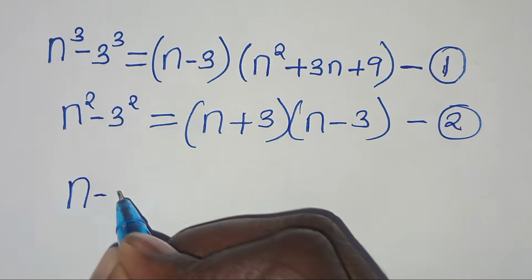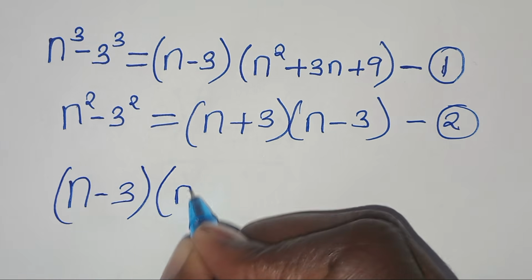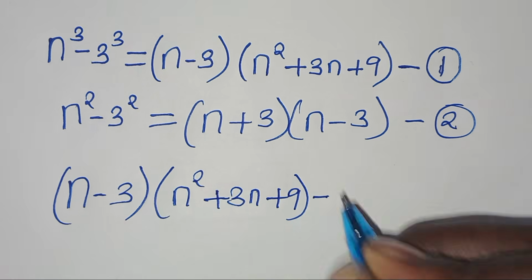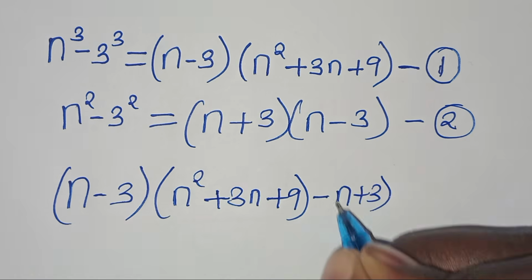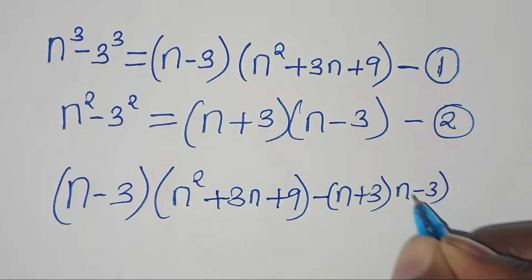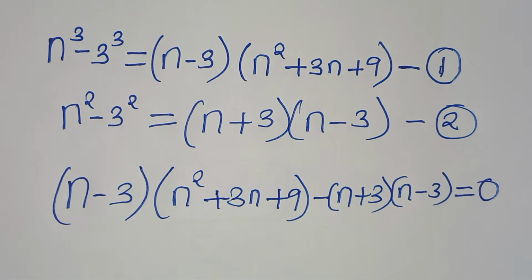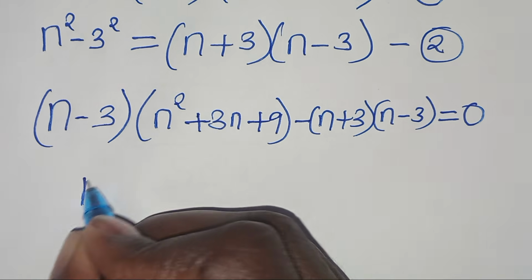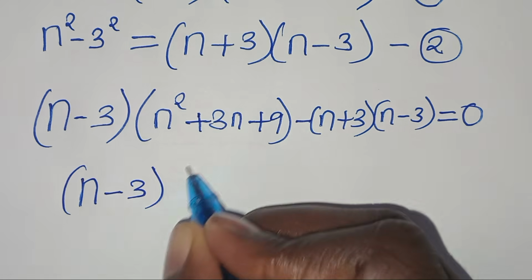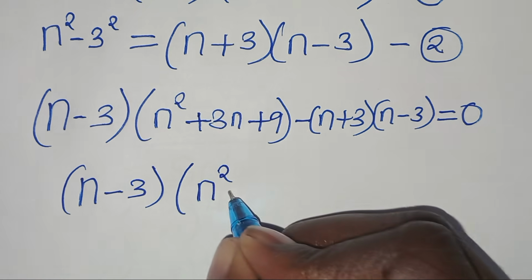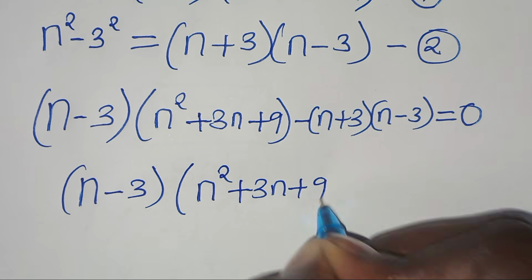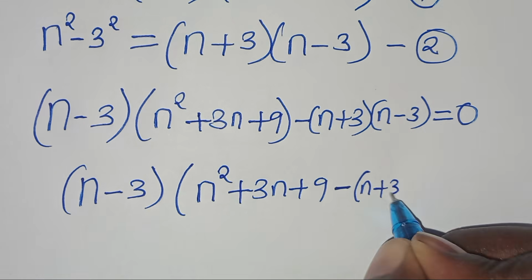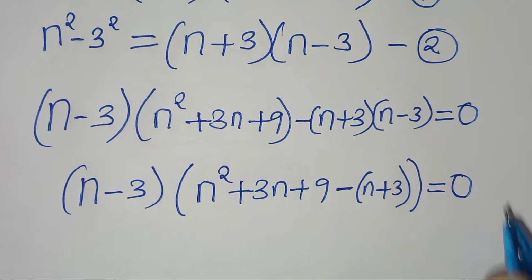We have n minus 3, then n to the power of 2 plus 3n plus 9, subtract n plus 3 multiplied by n minus 3. This is equal to 0. So as you can see here, n minus 3 is common here. So we can factor out n subtract 3 into the parenthesis. This is n to the power of 2 plus 3n plus 9, then we have subtract n plus 3, close the parenthesis. This is equal to 0.